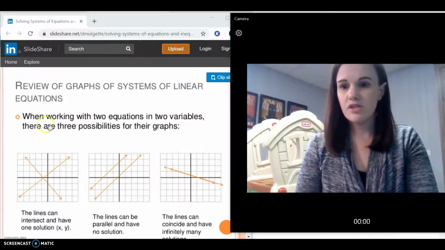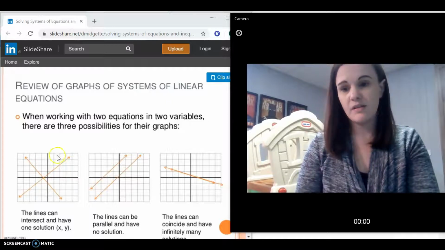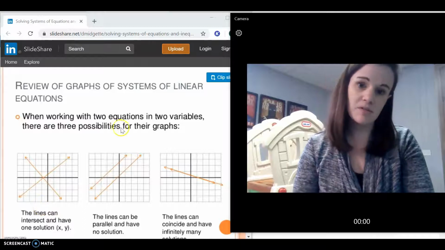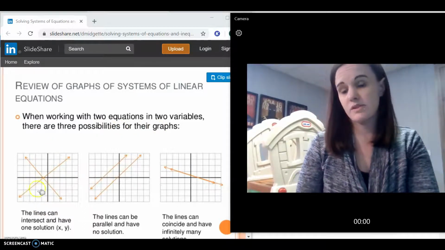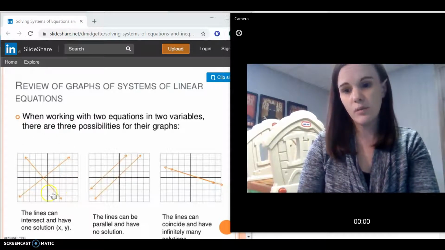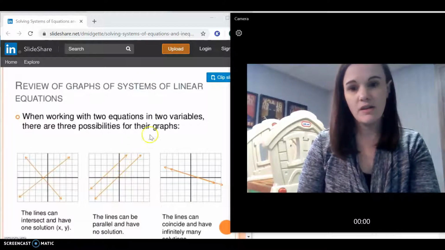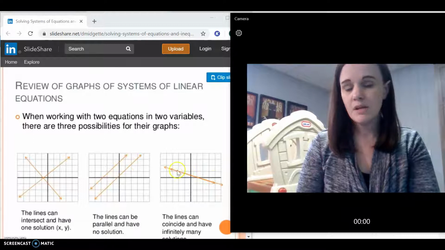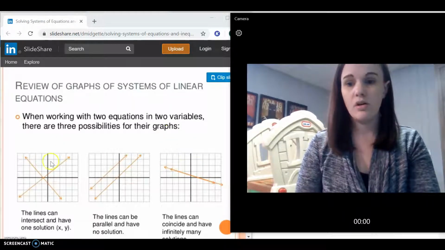So a system is just two or more equations that are in the same graph. You could have them graphically, you can have them as equations, as tables, but on the side here I have two systems. Sometimes they cross each other once, sometimes they're parallel and they never cross each other, and sometimes they're right on top of each other and they're actually the exact same line. So this whole unit we're going to be looking at two or more equations called systems.